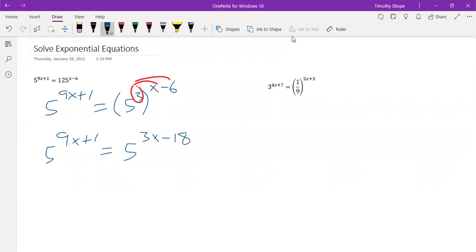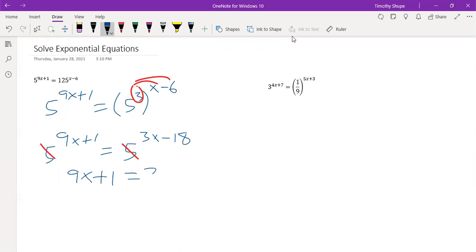Now at this point, the bases are exactly the same. All I've done is change the appearance of that 125 to make it a 5 to the third. I didn't change the value at all. I just changed the appearance of it. And now that I have that same base, I can go ahead and ignore the base and try to work with what's left over.